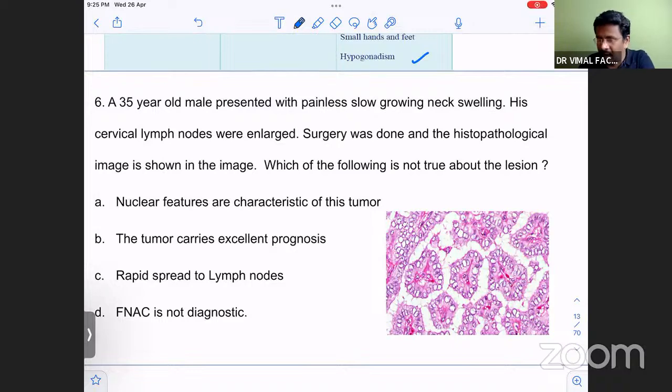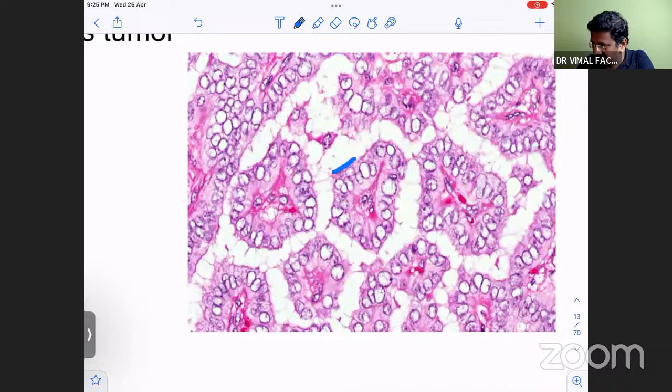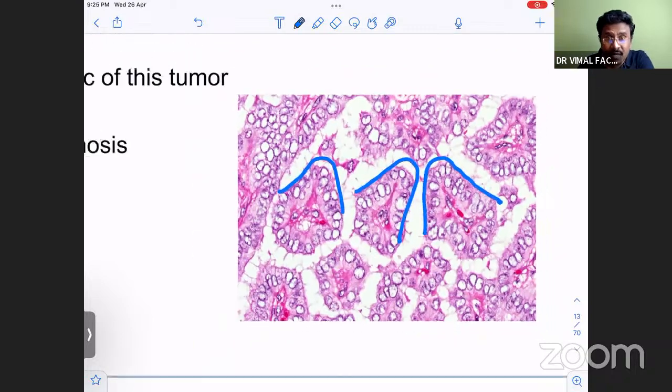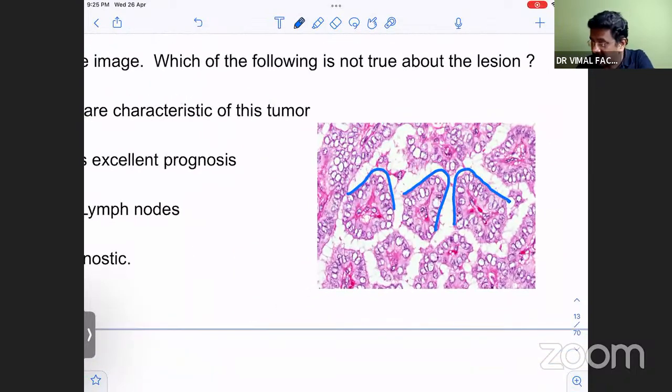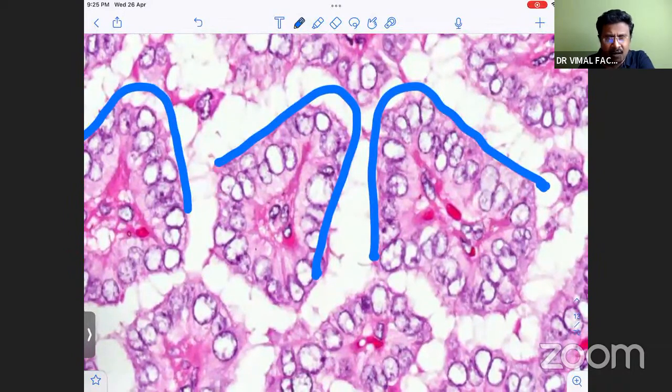What do you think? How is the cross section? In the cross section, you can see how these things are there. Can you appreciate? These are all like finger-like projections. Finger-like projections, in pathology, we call them papillae. And what is the characteristic feature you are seeing here? Each papilla has a fibrovascular core, that is, blood vessels.